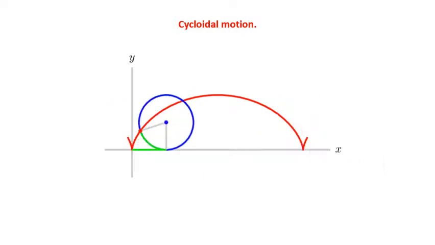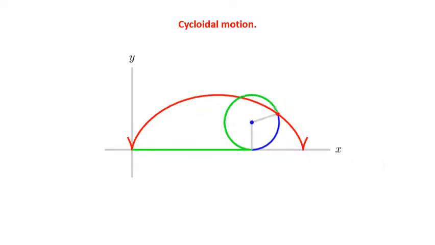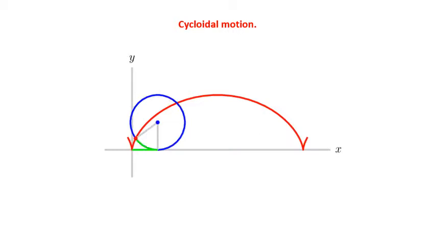So using this cycloidal motion, or if the follower is having the cycloidal motion, then how to draw the displacement diagram.